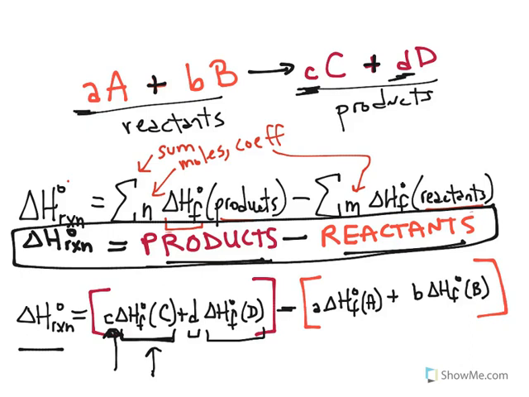So a, the lowercase a, is your coefficient, times the standard heat of formation of substance A, plus b times the standard heat of formation of substance B, and you would do it with as many reactants as there are. So just let that sink in for a moment while I eat this Oreo cookie and drink milk.